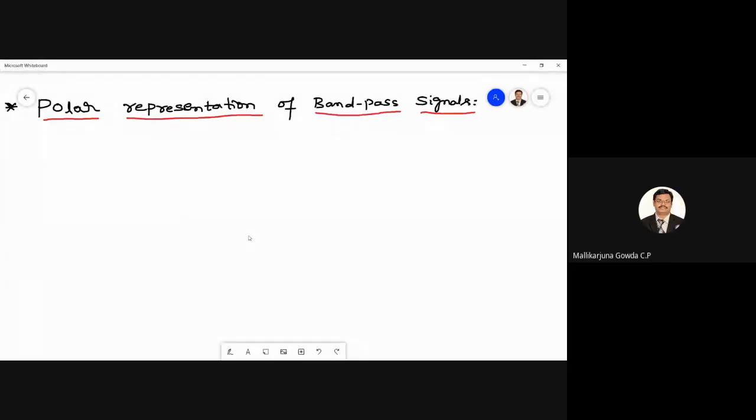Yeah, so today we will discuss the polar representation of bandpass signals. Is it possible for any one of you to say how we represent, what is the standard form of expressing things in polar form? Like in Cartesian, I said z is equal to x plus jy, and we will be able to say what is the magnitude and what is the phase. Similar to that in polar.